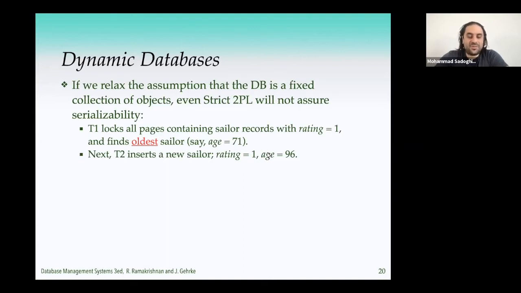But now assume there's a second transaction. T1 is done but hasn't committed, and the second transaction starts. The first operation of T2 is to insert a new sailor with rating 1 and the age of 96. So what would happen right now at this point?